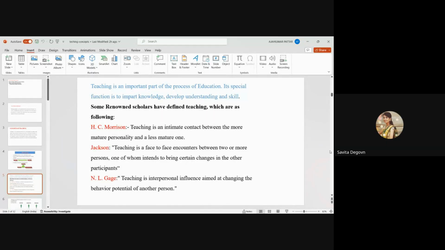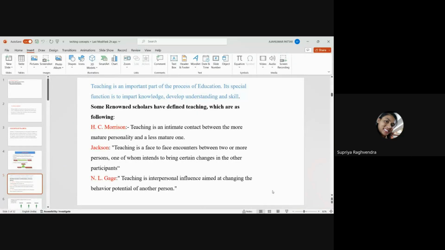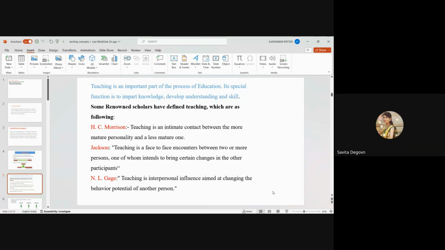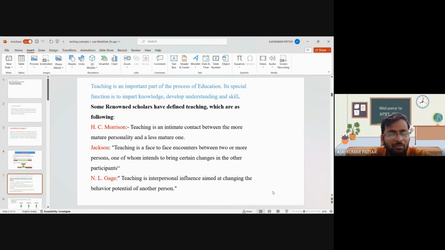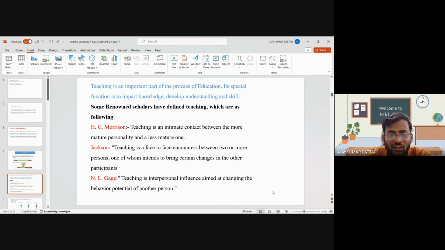Slide is not visible, sir. It is visible, sir. Please check the connection, madam. What is your name, madam? Savita, sir. All are visible. Please check the connection, madam, because all others are telling that it is visible.